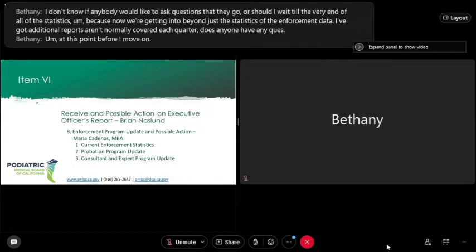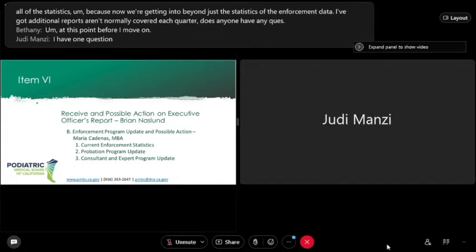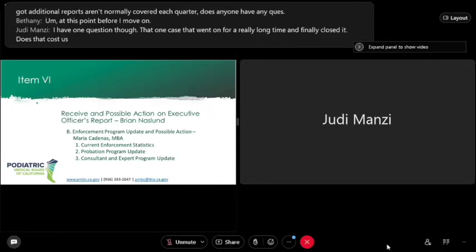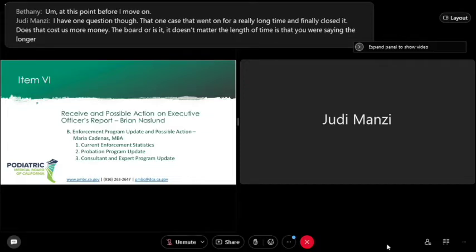I have one question. That one case that went on for a really long time and finally closed, does that cost us more money, the board, or does it matter the length of time? Or is that, you know what I'm saying? The longer it goes on, is it a more costly hit for the board?